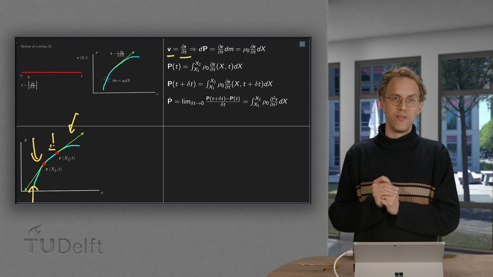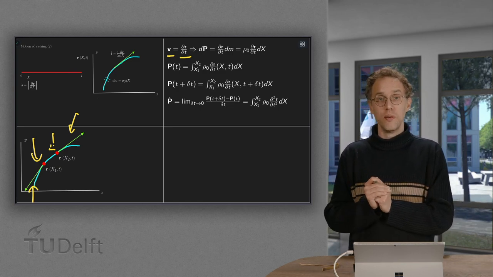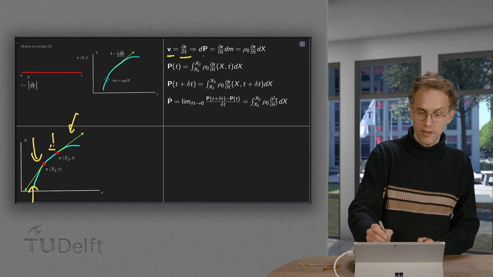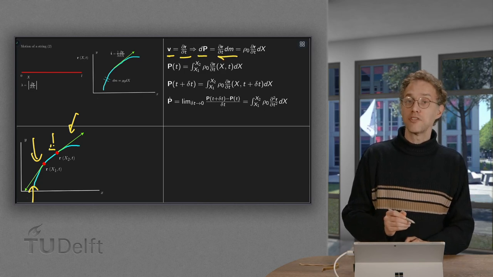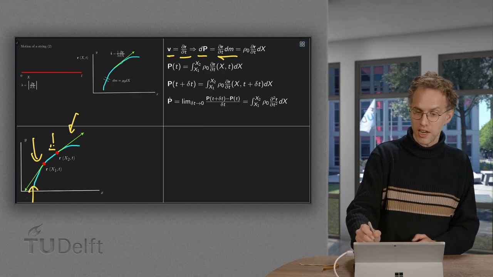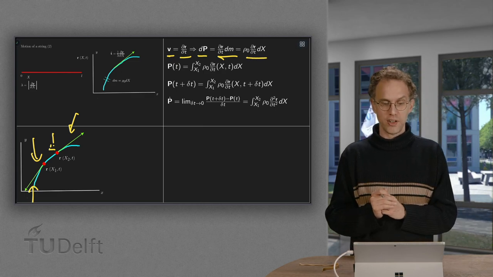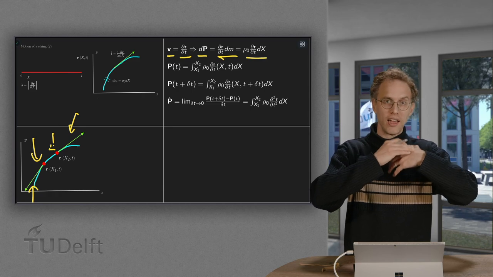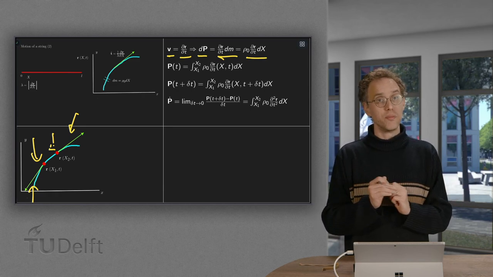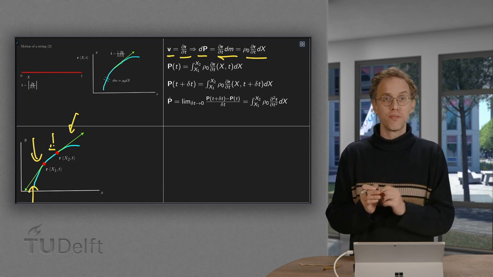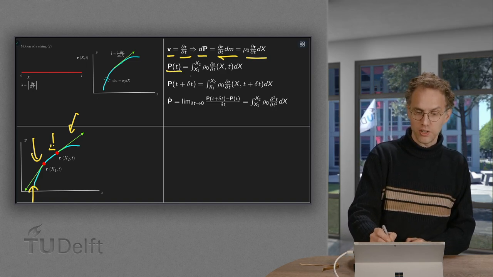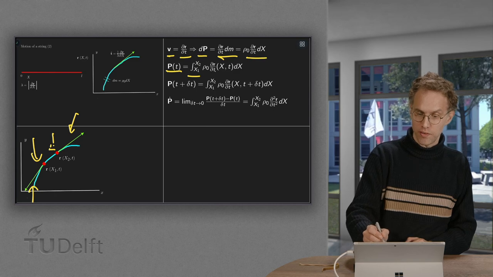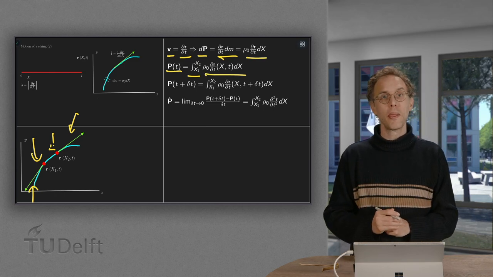Now, once we know the velocity v, we can compute the momentum. dp equals v times dm, so there we go. We have something for dm, it was rho zero times dX. So there we have our dp, and we can find our entire momentum by adding all the dp's up from X1 to X2. That gives us our total momentum, the integral from X1 to X2 of dp. So there we go.